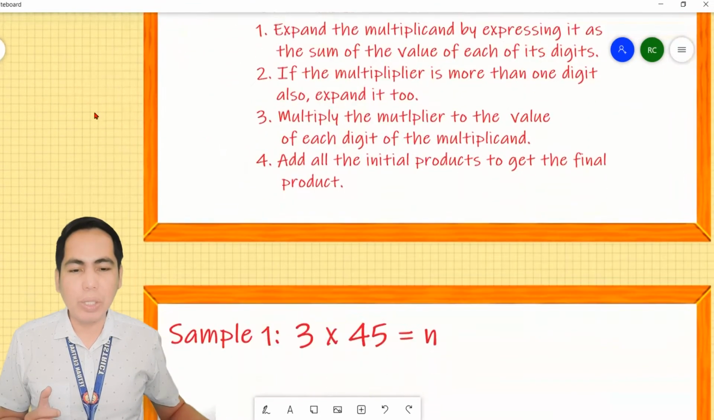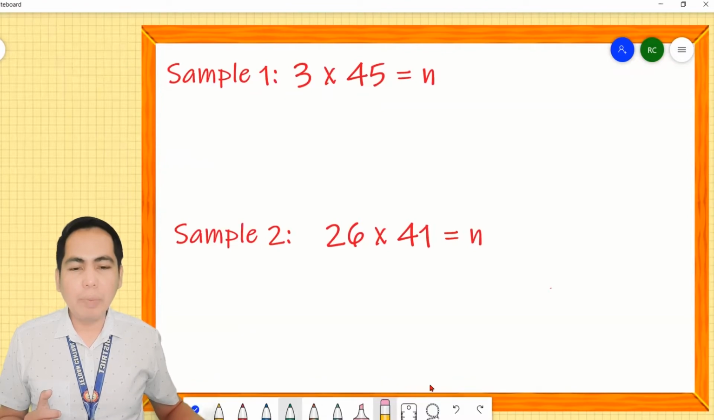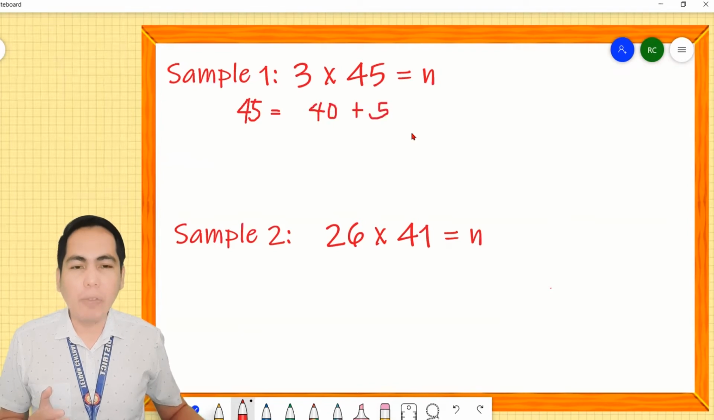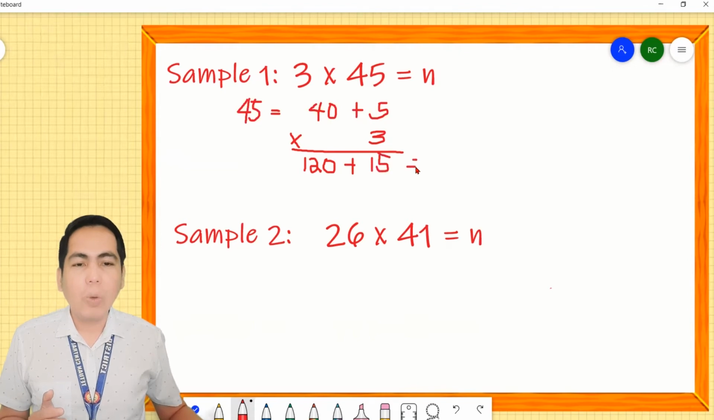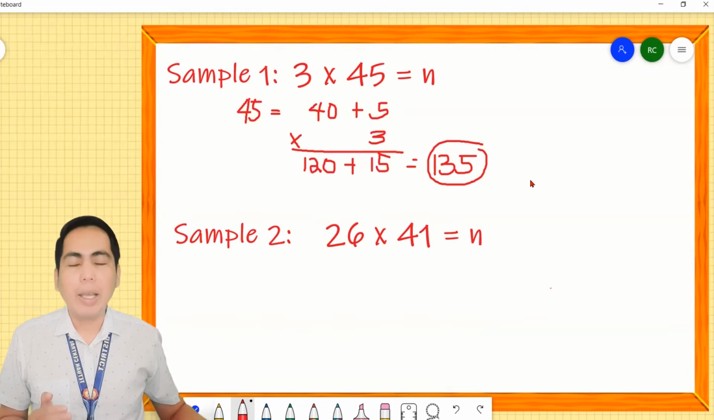So let us have examples. We have here example number 1, 3 times 45 equals n. In here, we have to expand our multiplicand, which is the 45. When we expand 45, it is equivalent to 40 plus 5, since 4 is found in the tens place to give it a value of 40. And then we are going to multiply it by our multiplier, which is 3. So 3 times 40 will give us 120 plus the product of 3 times 5, which is 15. And then 120 plus 15 will give us 135. So 3 times 45 will give us 135.